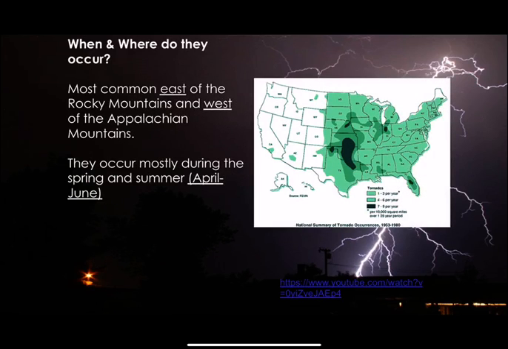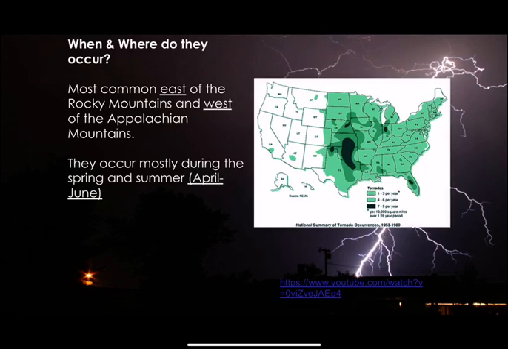The most common place for tornadoes to occur in the United States is east of the Rocky Mountains and west of the Appalachian Mountains. Now, this does not mean that tornadoes will not occur in other areas. We do still have tornadoes here in North Carolina and even in Wilkes County, but mostly they occur in the Midwest, especially along the area that we call Tornado Alley. It's that very dark area on the map.